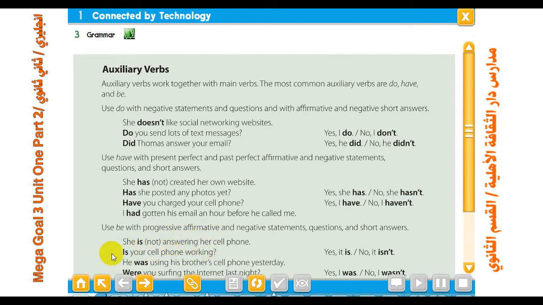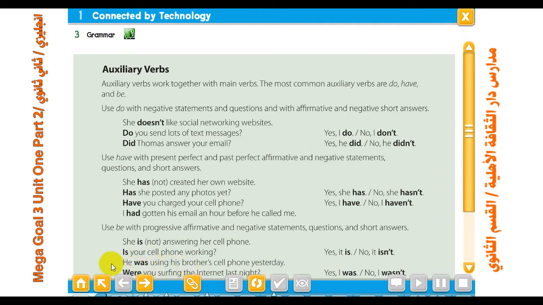Okay, now let's move to the question. Is your cell phone working? This is a question in the present progressive tense, and the answer is yes it is or no it isn't. He was using his brother's cell phone yesterday. This tense is the past progressive tense because it is formed by using was plus ing form.